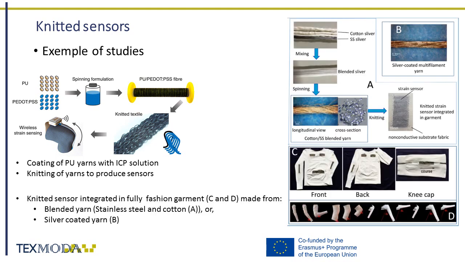The second study is about the fully fashioned integration of conductive yarns. Two types of yarns are used, a blend of stainless steel and a silver-coated yarns. Once again, application is evaluation of posture for medical use. The interest of the knit sensor is a good integration of two textiles, level 3 or 4.